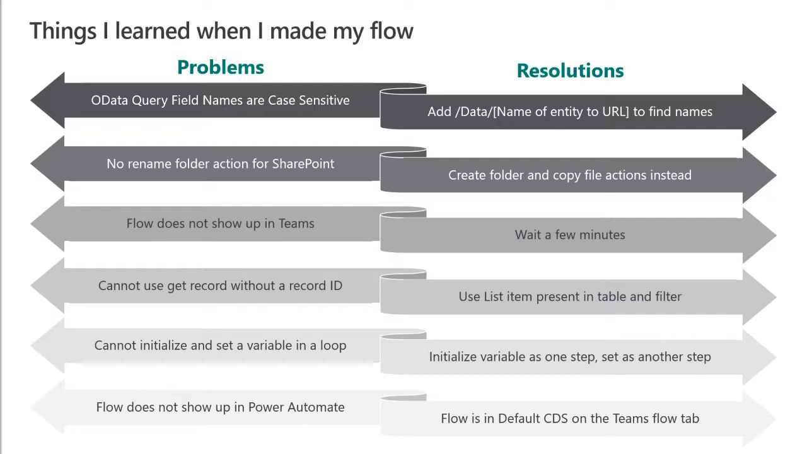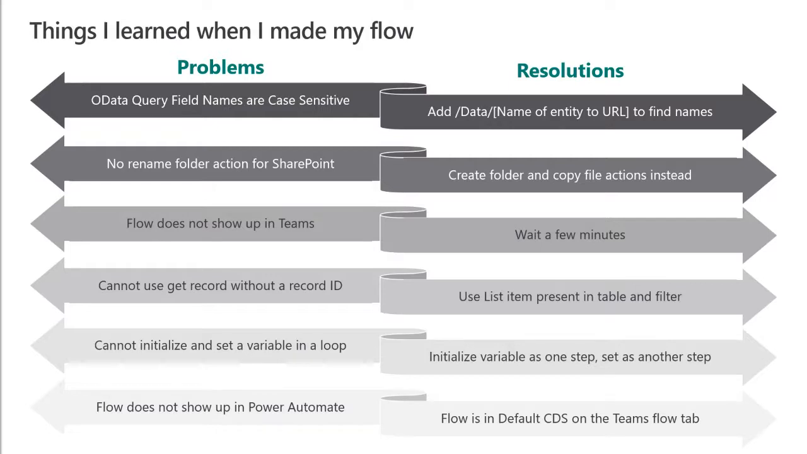The next thing that you might run into is that you cannot initialize and set a variable inside of a loop. The loop was created in my case because I used the list items present in table, and that always draws the assumption that I have multiple records. Like I said, you can use the first expression and limit that down so that you only have one variable when you do the set variable, but if you do have a loop, then you'll need to initialize it as one step and then set it as another step.